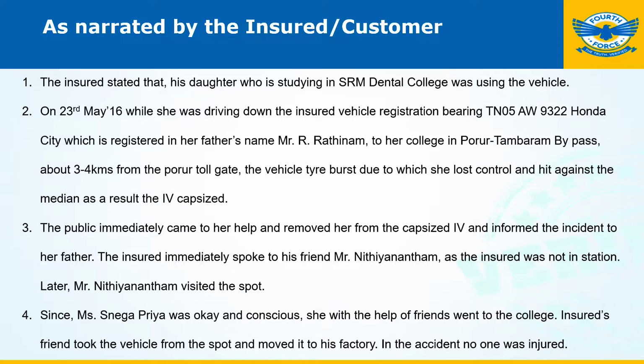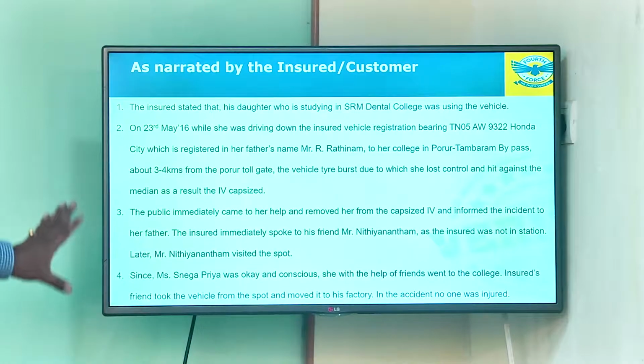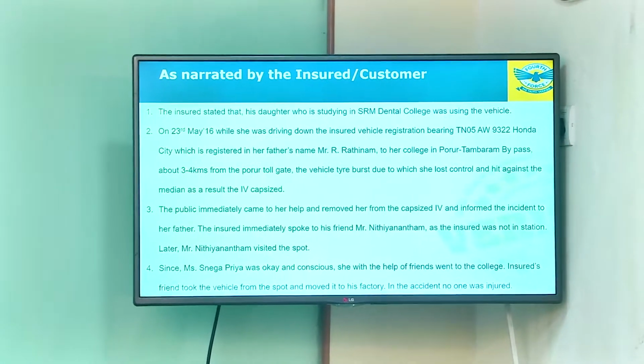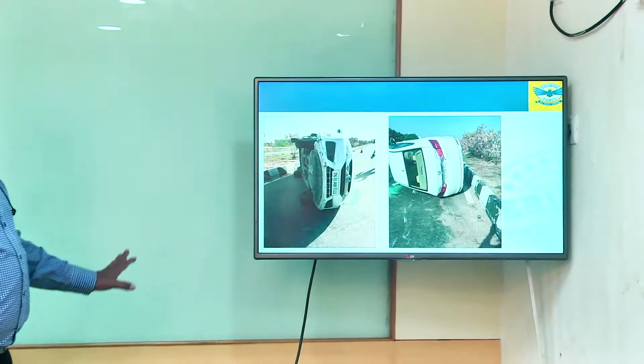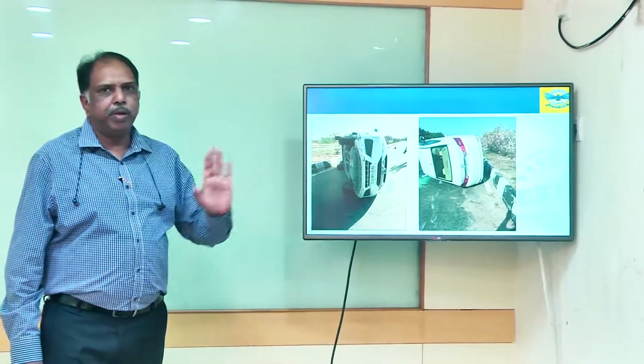Insured friend took the vehicle from the spot and moved it to his factory. So he is moving the accident vehicle to his factory. Ideally, he should move it to the garage. But let's not get into it. I am not getting into it. In the accident, no one was injured. So he is shifting to the factory, but then later on he is shifting because there was no injury. So now these are the photos which were given to me.